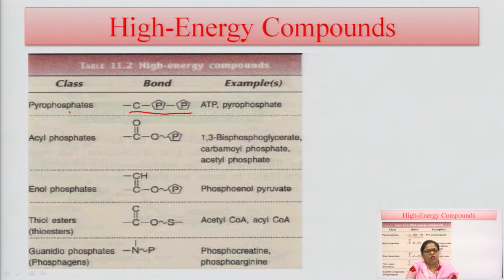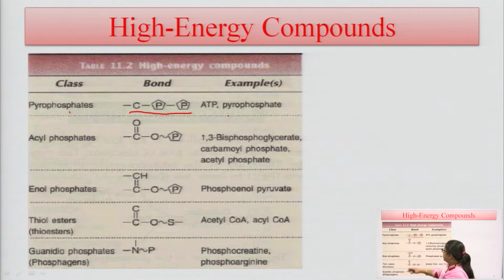in any reaction or metabolic process, is converted into high energy compounds or releases high energy. The example of this pyrophosphate is ATP or pyrophosphates. They are released in the Krebs cycle and the oxidative phosphorylation process. These are basically responsible for releasing high energy compounds.